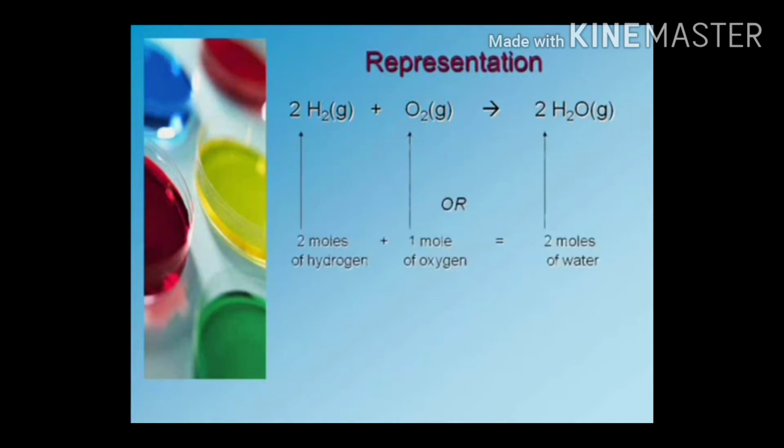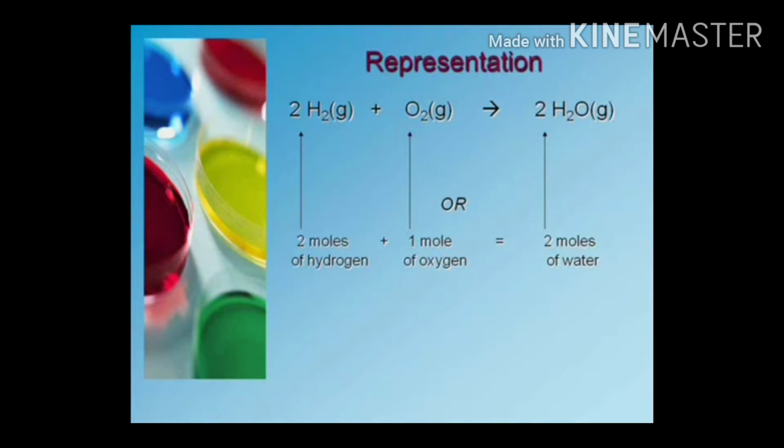You can also say that 2 moles of hydrogen react with 1 mole of oxygen to produce 2 moles of water. Students, you should keep in mind that the coefficient 2 does not give the exact mass of hydrogen gas used, and the 2 in front of water does not give the exact mass of water formed. This 2 gives you the ratio of the reactants reacting and the product formed.